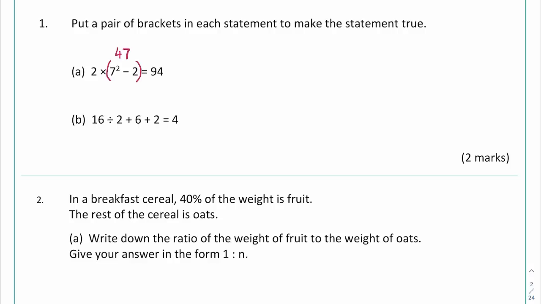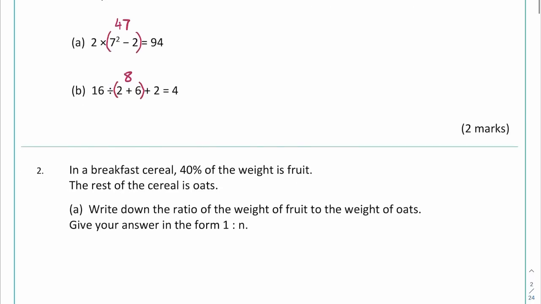So let's try it around the 2 plus 6. Again, the brackets could potentially go around 3 things, but let's just have a look. So 16 divided by, well, in the brackets, we've now got 8. So 16 divided by 8 is 2. Add the 2 is 4. So there we go. That's where our brackets would go. So there is question 1, some order of operations.